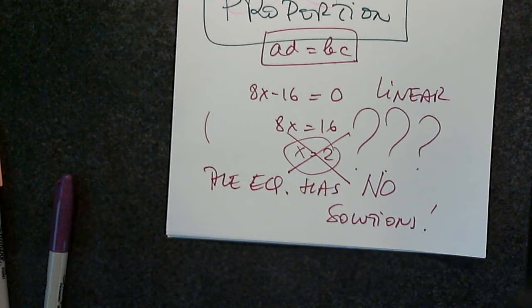We have 4 more minutes. We can choose another. We can look at a word problem, whatever we would like to do. But please choose something. Another example or a word problem? Another example, very good.